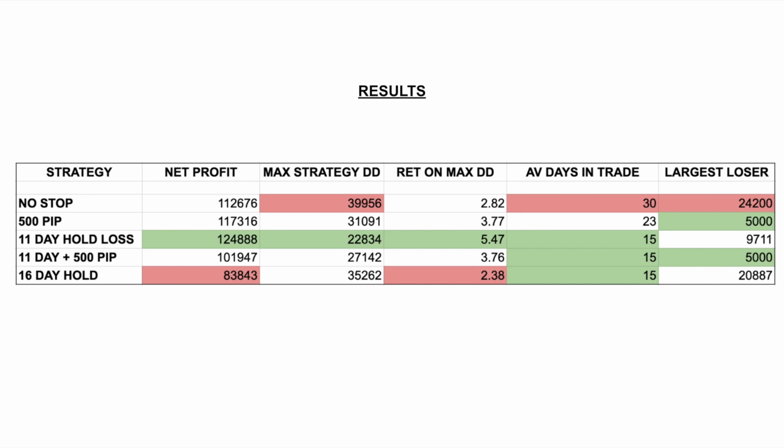So looking at net profit, we can see that the one making the highest net profit is our timed exit if showing a loss.